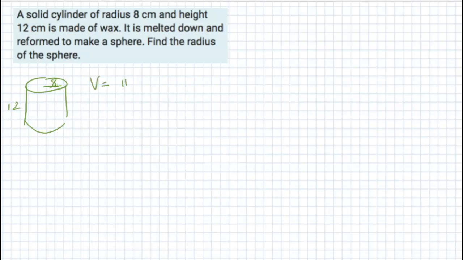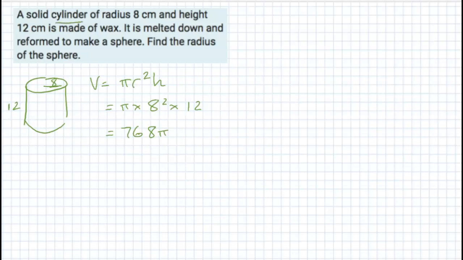So volume is pi r squared h. That's going to be pi times 8 squared times 12, which works out as 768 lots of pi. And just very quickly, again, you could have that as a number. It's 2,412.74, blah, blah, blah. But there's no need to write that down. We've got it accurately as a multiple of pi, and that'll do.